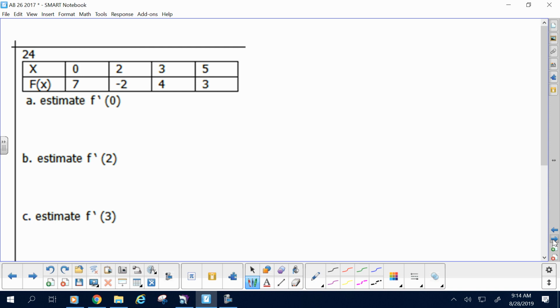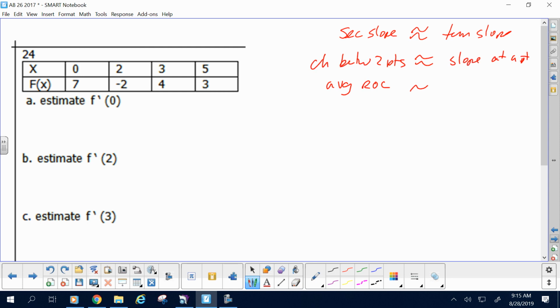So the idea here, again, big ideas of calculus. It's secant slope, which is the slope between two points, to estimate tangent slope. Slope between or change between two points to estimate slope at a point. Average rate of change to estimate instantaneous rate of change. All those are ideas that you're thinking through, okay? So your goal is to say, all right, what is this instantaneous rate of change like? Well, it's going to be like change between two points. Change in y over change in x.